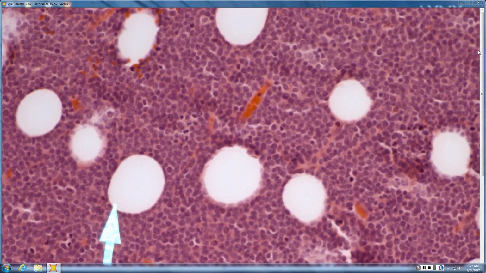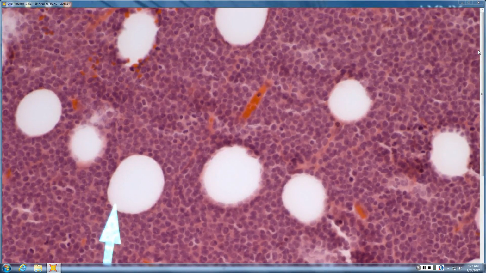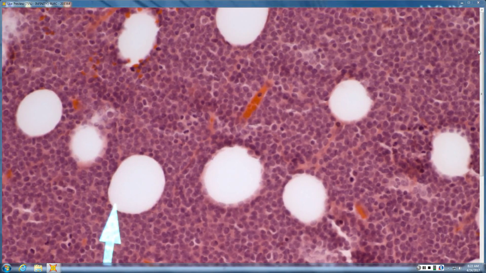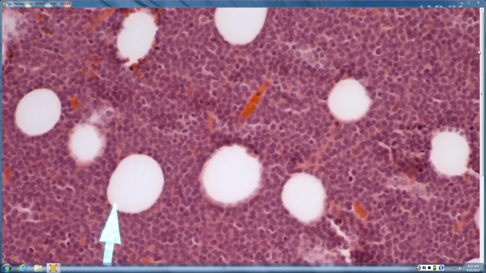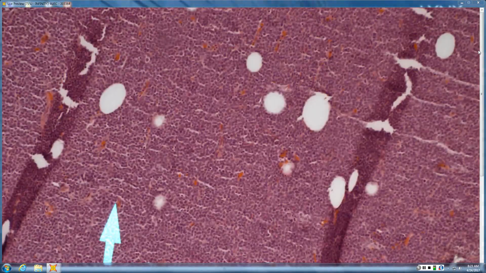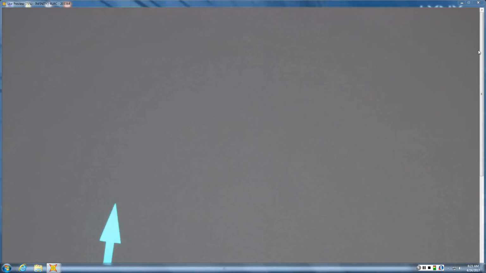So the CD5 can go with, I think, mantle cell. You are correct, it goes with mantle cell. So it goes with things like CLL and with mantle zone lymphoma. Mantle zone lymphomas, we don't see a whole lot of them in the skin, but they would stain like CLL, which we do see a lot of in skin.